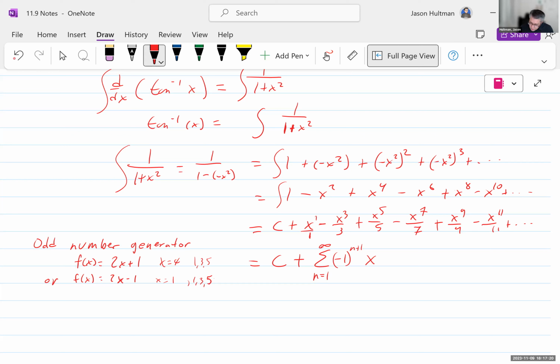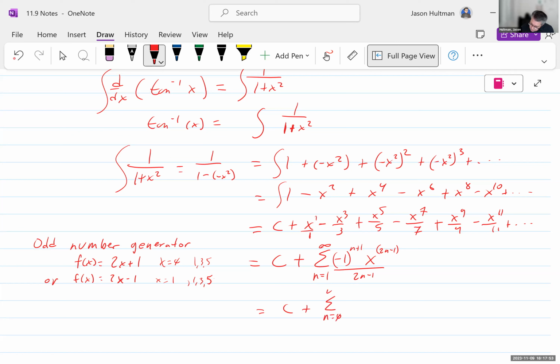So we are going to start with 1, so we want 2n minus 1 in the exponent, and 2n minus 1 on the bottom. So c plus this thing. Now, could I have started at 0? Sure, because I'm not going to end up dividing by 0. I would just have to switch my odd number generator.